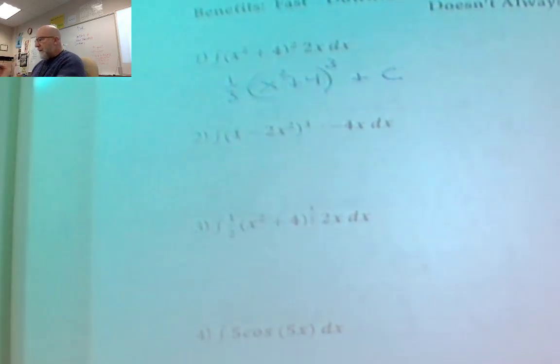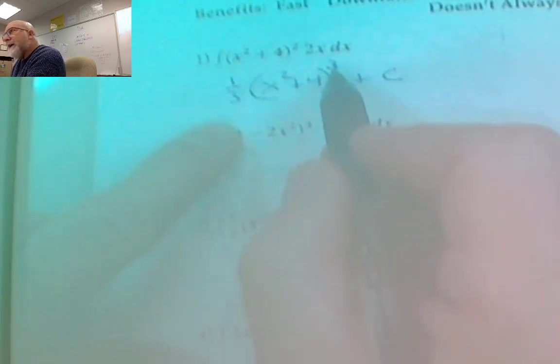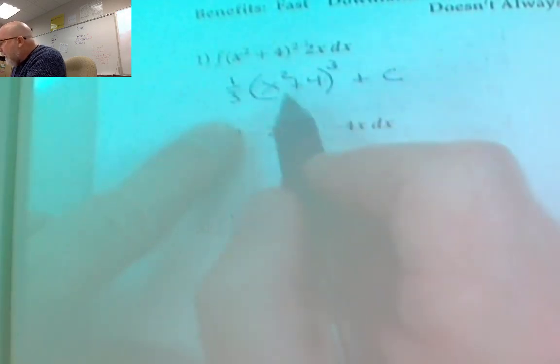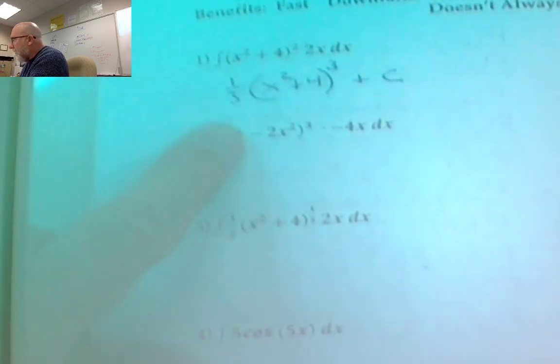I can check. 3 times 1/3 eliminates the 1/3, doesn't it? The 3 goes to 2. And then I do the chain rule and I get 2x. Now that 2x could be in front, but it's multiplying, not adding. I'm ready to go to the next one.